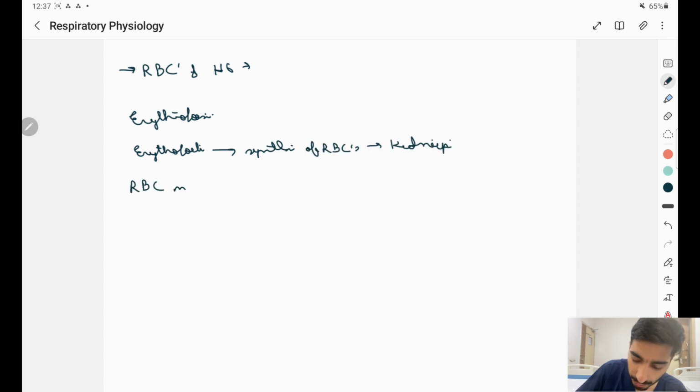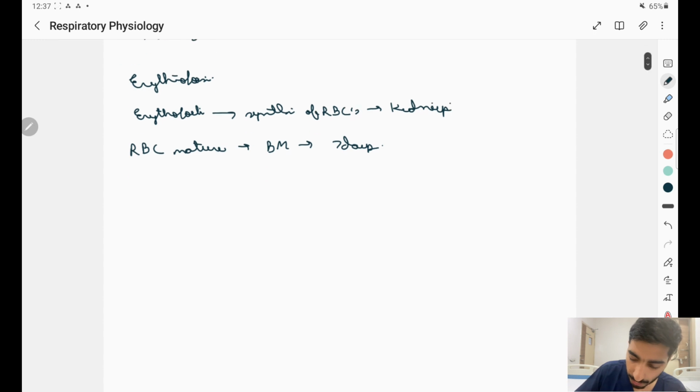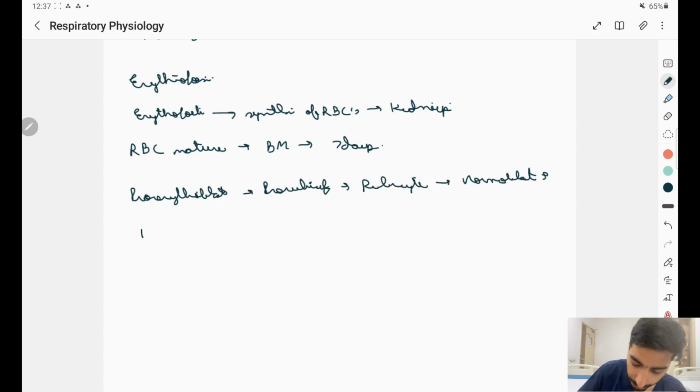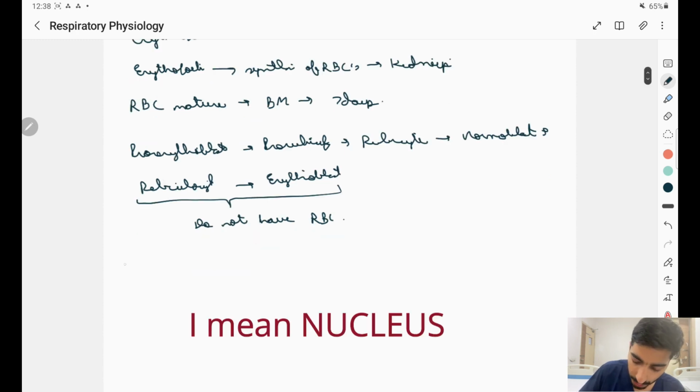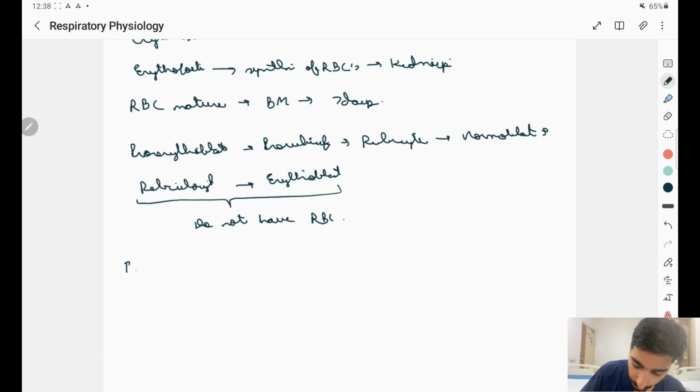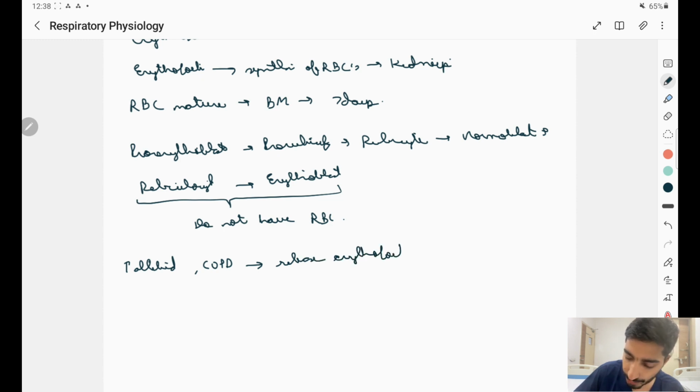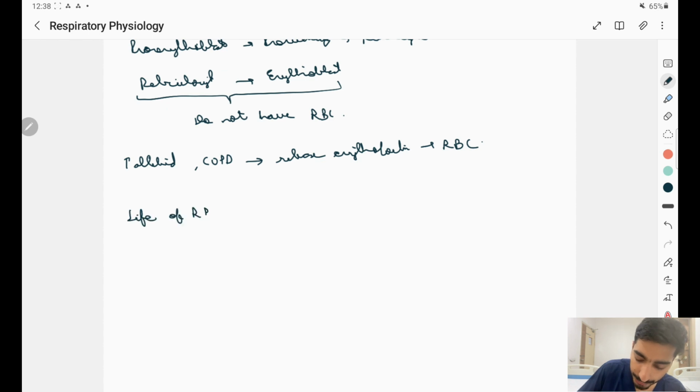RBCs mature in bone marrow and they take 7 days for maturation. The various stages of RBC maturation are proerythroblast, prorubrocyte, normoblast, reticulocyte, and then erythroblast. Now the stages reticulocyte and erythroblast, they do not have a RBC. Conditions which cause hypoxia such as high altitude, COPD, release erythropoietin from the kidneys and this causes increased production of RBCs. The life of RBCs is 120 days.